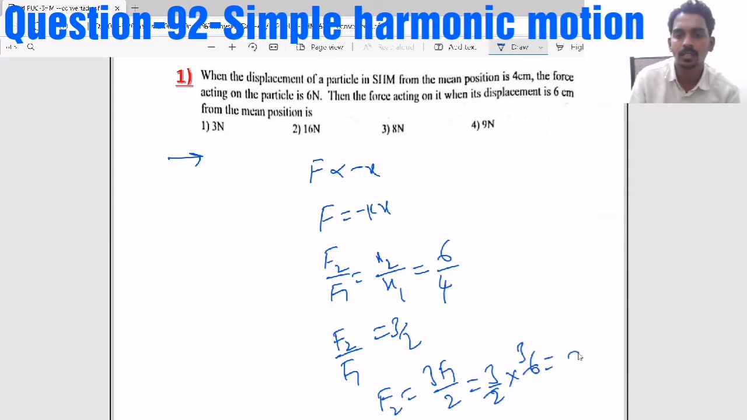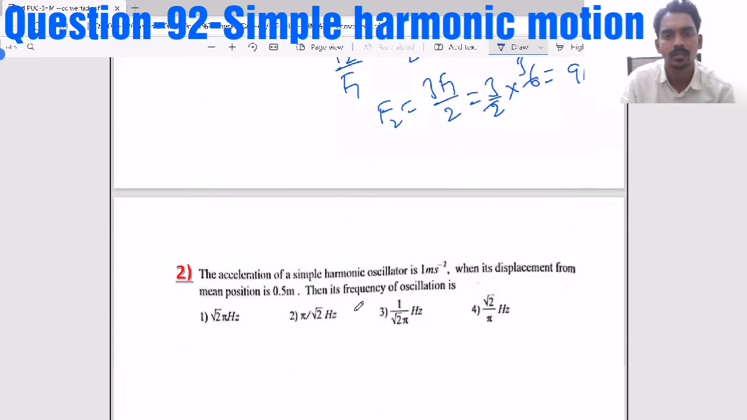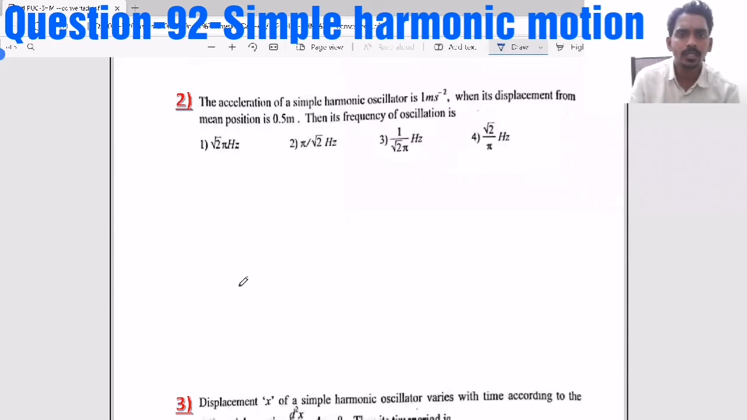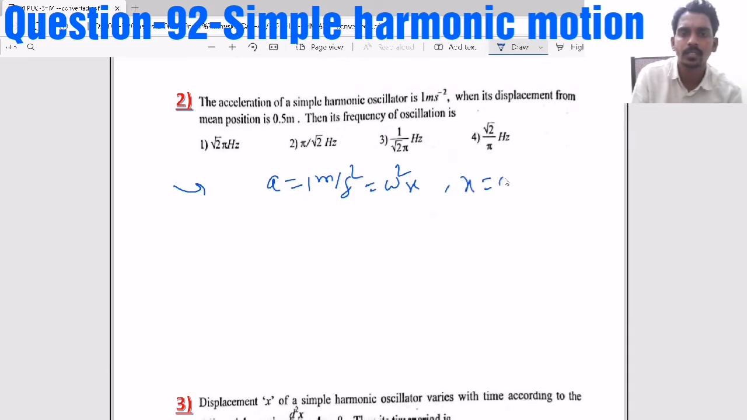So 2 3s are 3, 3 3s are 9 Newton. So such kind of simple questions. Now the next question: the acceleration of a particle in a simple harmonic oscillator is 1 meter per second square, that is omega square x, when its displacement is 0.5 meter. Then what is its frequency of oscillation?